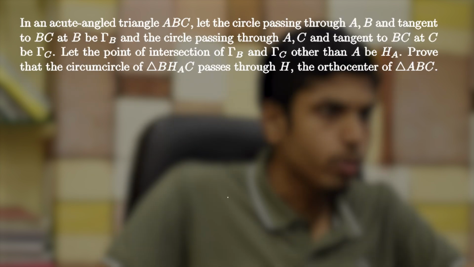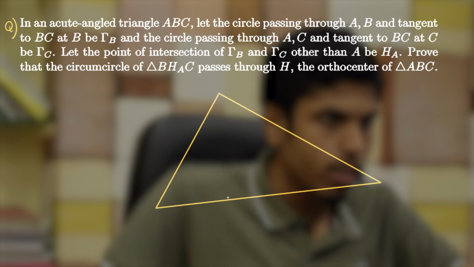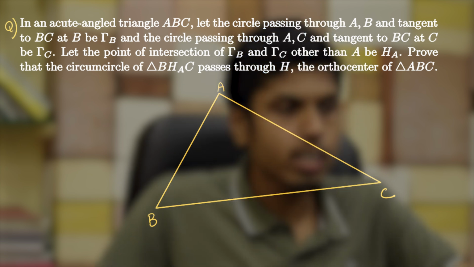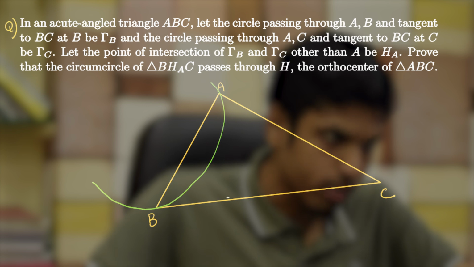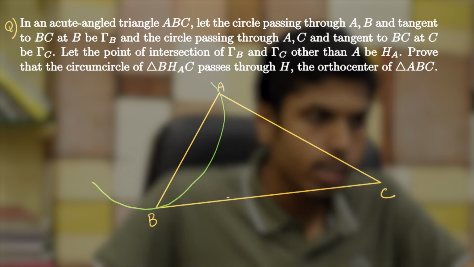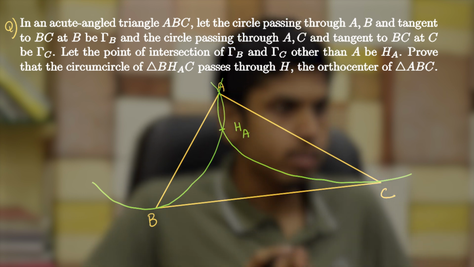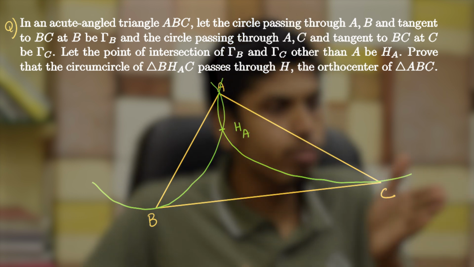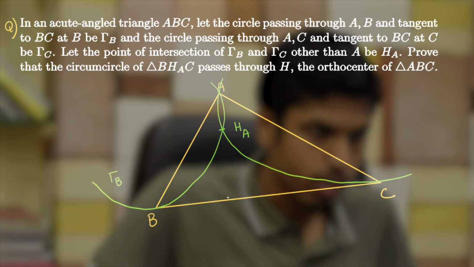So here is a problem. Suppose in an acute angled triangle ABC, let me draw it, you have a circle passing through A and B and tangent to BC at B. This circle is named gamma B and it would look like this. And when you consider the circle passing through A and C, which is tangent to BC at C, it would look like this. This point would be named as HA, which is the intersection of gamma B and gamma C. So this is our gamma B and this is our gamma C.